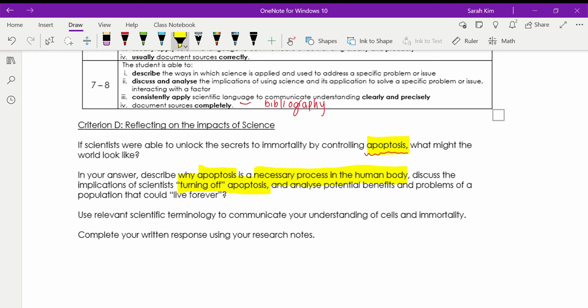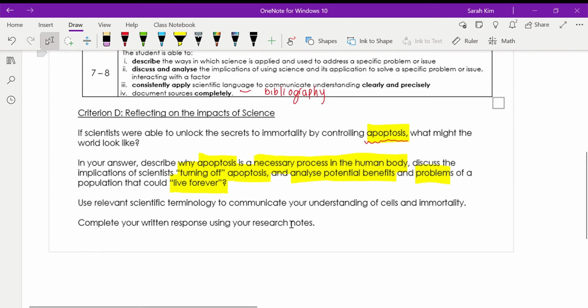And then what you will have to do is analyze potential benefits and problems of a population that could live forever. So what would be some potential benefits, and what would also be some problems if somehow you could live forever by turning off the apoptosis, or however we can do that, by adapting the apoptosis and controlling how that works. Use relevant scientific terminology to communicate your understanding of cells and immortality. So basically all the knowledge that we have learnt about cells, about humans, and about how we work, you need to write as much scientific terminology, include as much as you can, to talk about this Criterion D.